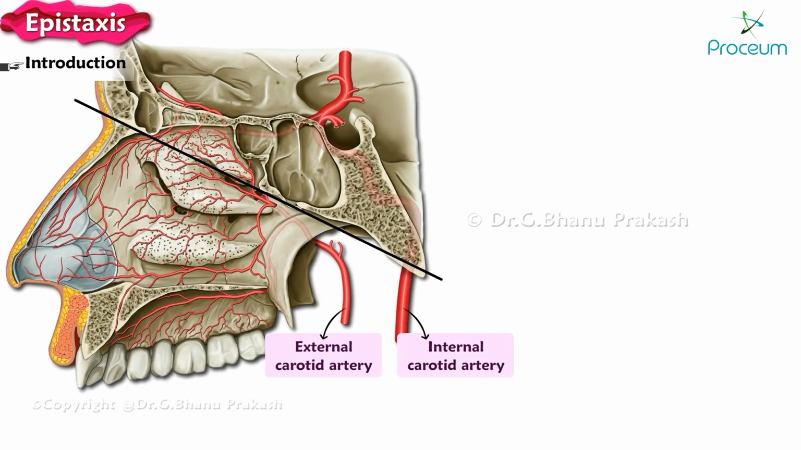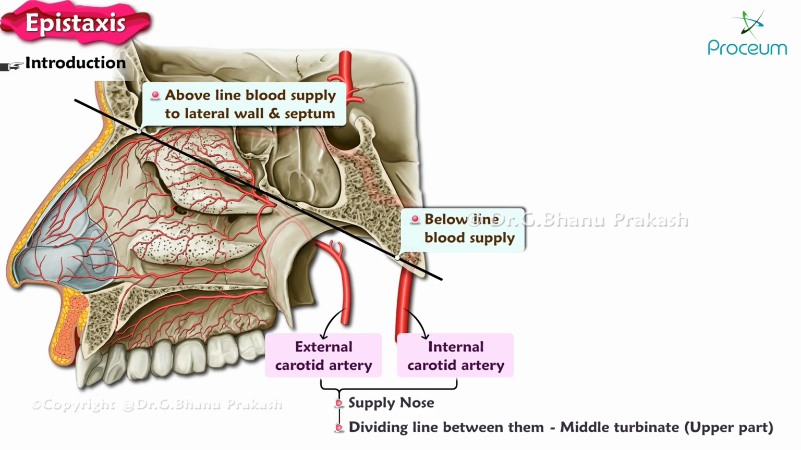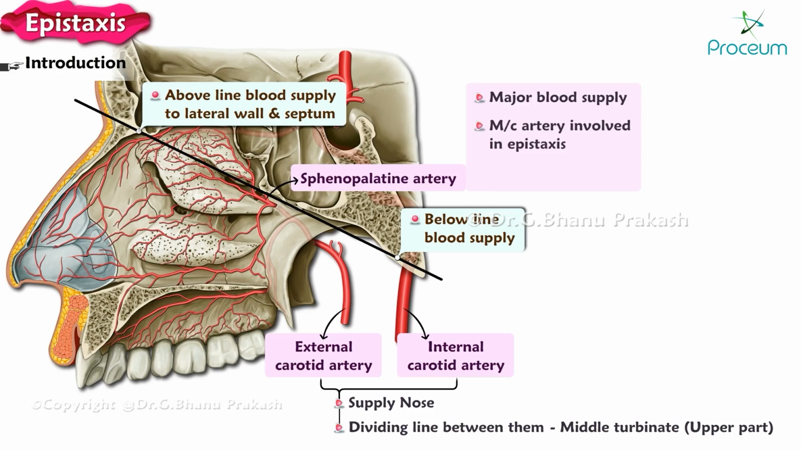Both external and internal carotid arteries supply the nose. The dividing line between the areas supplied by them is the upper part of the middle turbinate. Above this line, the blood supply to both the lateral wall and the septum is mainly from the internal carotid artery, whereas below this line, the blood supply is mainly from the external carotid artery. The majority of the blood supply to the nasal cavity is by the sphenopalatine artery, and it is more commonly involved in epistaxis. Hence, this is called the artery of epistaxis.